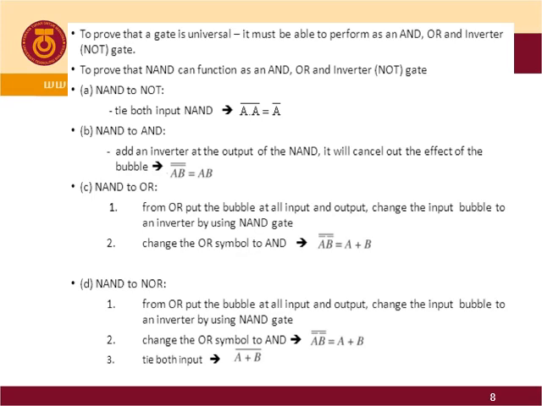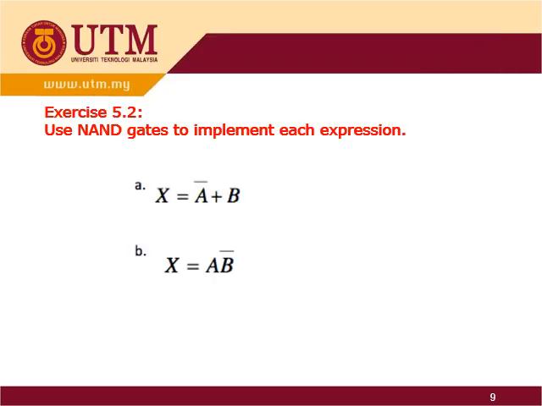This is the notes of how to do the conversion. Let's look at this example, exercise 5.2. Use NAND gates to implement each expression. Alright, how do we do this? How do we draw it with NAND gates? There are a few ways to do it. In this part, I'm going to show you one way.